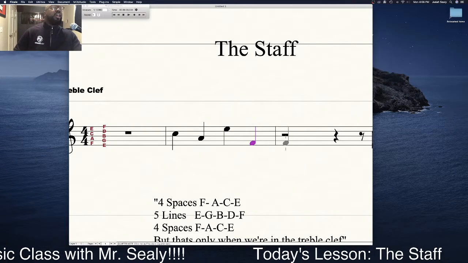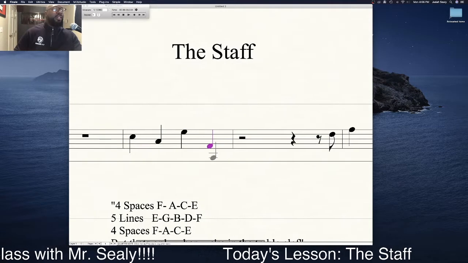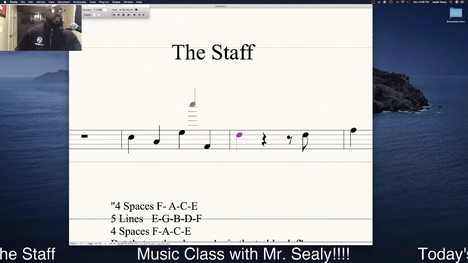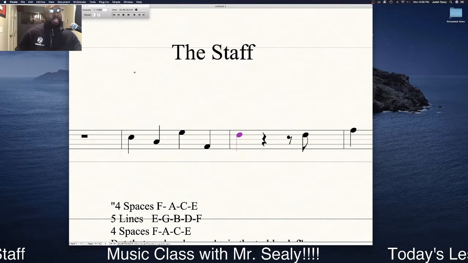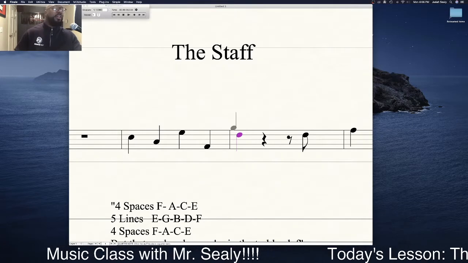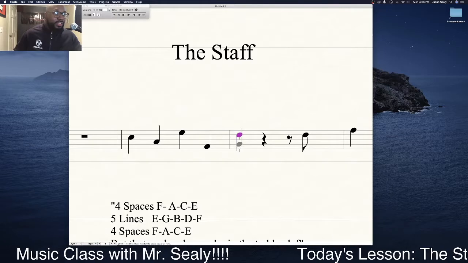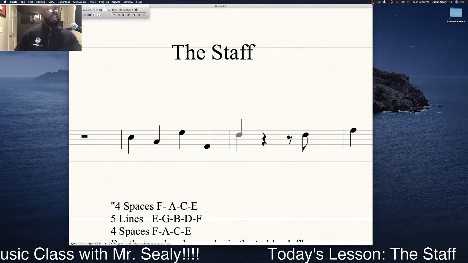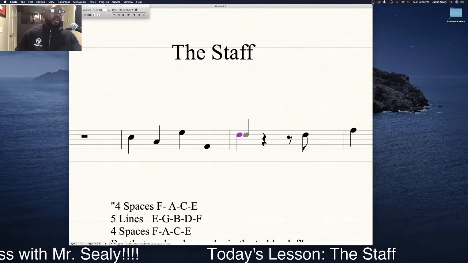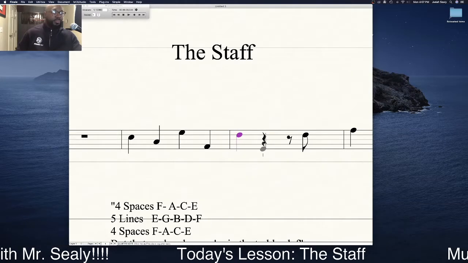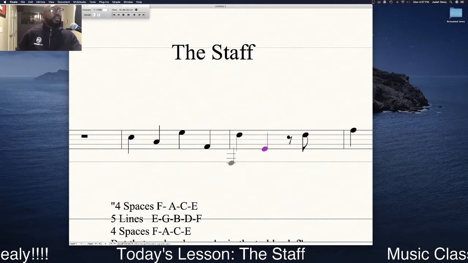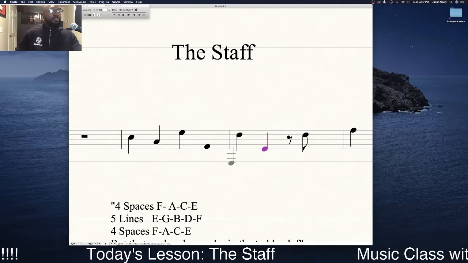Now, we're going to test you a little bit on the lines. Is this on the first, second, third, fourth, or fifth line? Give you 3 seconds to answer. It's on the fourth line. How do I know? Because if I look at the lines, 1, 2, 3, 4, it's on the fourth line. Okay, don't worry about the stem. It's only about the colored in part of the note. Now, is this note on the first, second, third, fourth, or fifth line? Give you 3 seconds to answer.